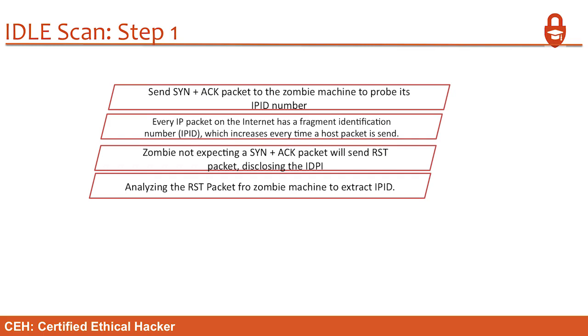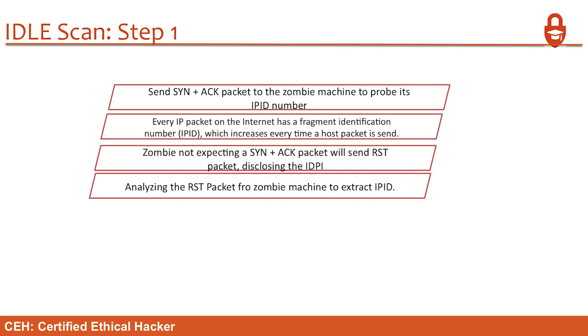So the zombie is not expecting a SYN plus an ACK, or a packet with the SYN and the ACK flag set, right? That's what they're saying there. And it'll send a reset packet disclosing the IPID. It's not expecting that because it's already got a communication going, most likely. Actually, no matter what, it's not expecting a SYN-ACK, because when we send a SYN, it sends the SYN plus the ACK, okay? So if it tries to talk to another server and said SYN, then it might be expecting a SYN-ACK, right?